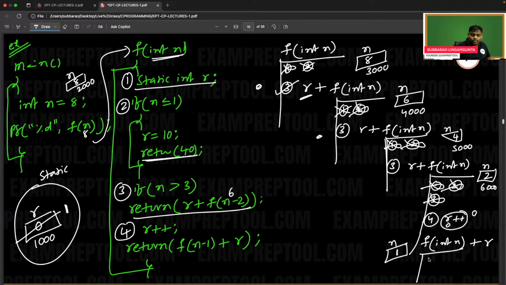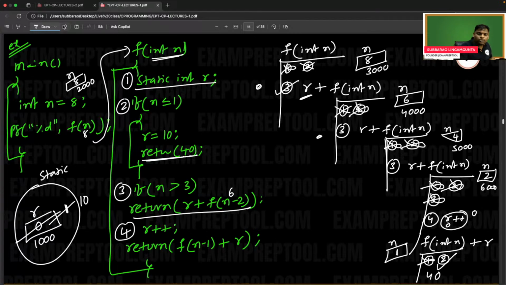Now see the first one. Skip it. See the second one. N value is 1. 1 is less than or equal to 1. Condition true. Second statement is true. Then what should I do? R is equal to 10. So R changes to 10 now. Lastly, return 40. 40 will be returned.